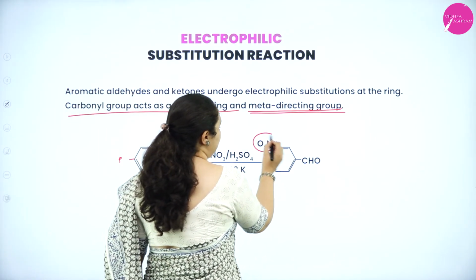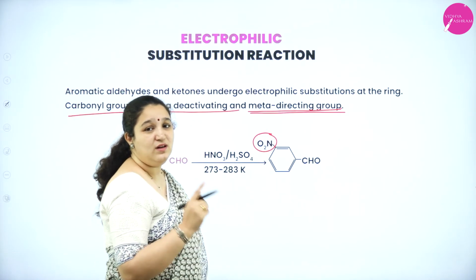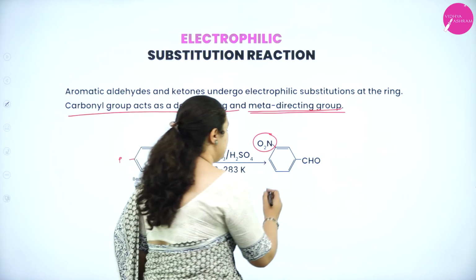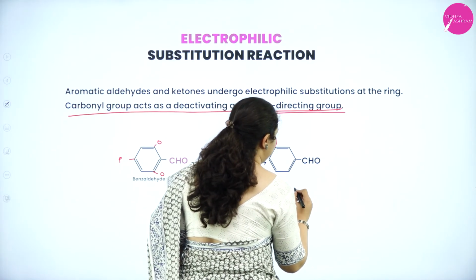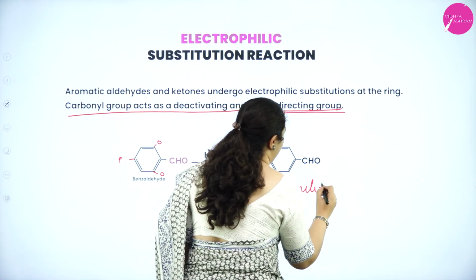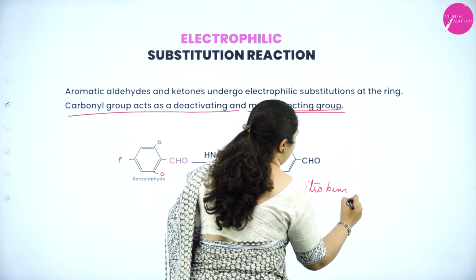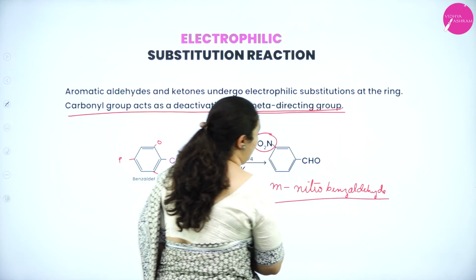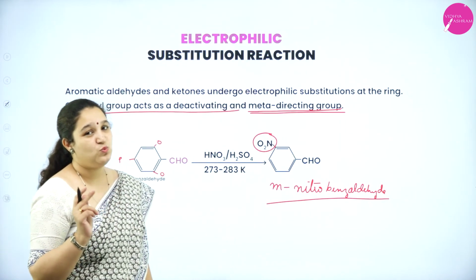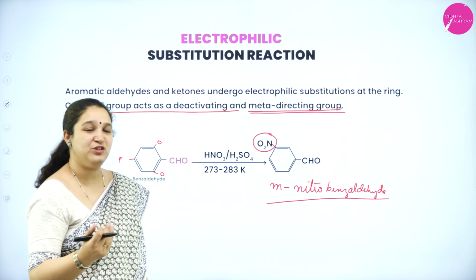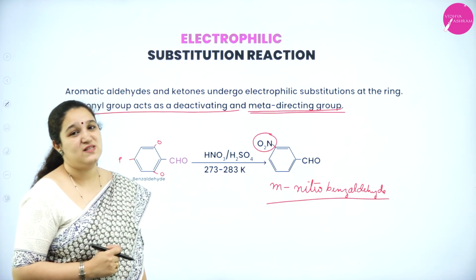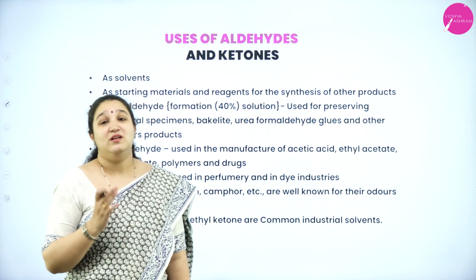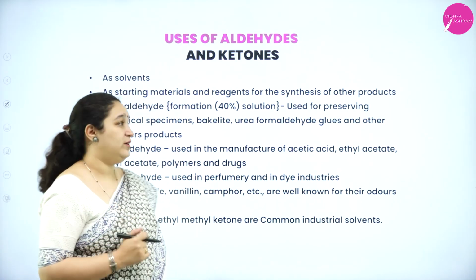So you can see there is an NO2 group in the meta position, and the name of this compound is meta-nitrobenzaldehyde. Okay, so you have just one electrophilic substitution reaction, that is nitration, in this particular chapter. Okay, so next we learn about the uses of aldehydes and ketones.